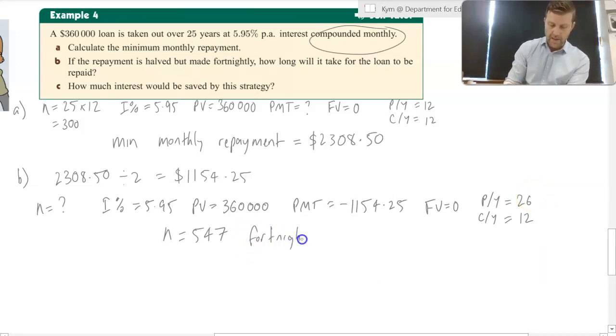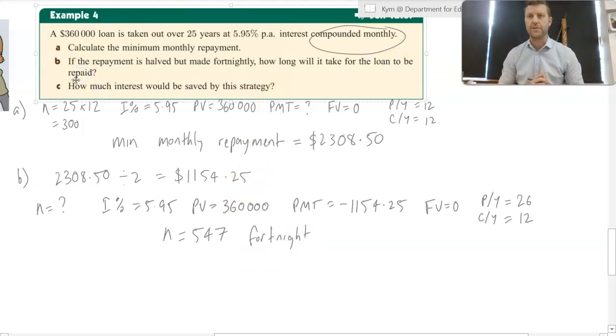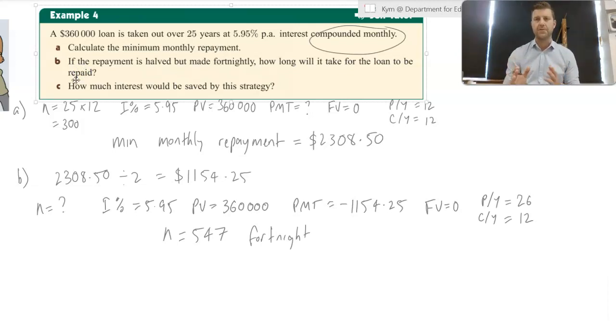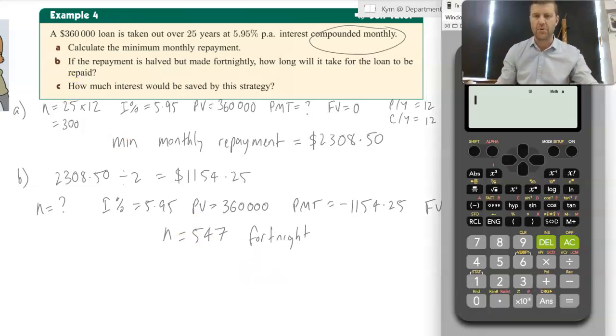So the question, how long will it take for the loan to be repaid? Well, the answer is 547 fortnights, but it's probably not appropriate to leave your answer in fortnights, so we're going to convert that to years. To do that, just on a normal calculator or the run function in the graphics calculator, you take that number, 547, and obviously divide it by 26, because there are 26 fortnights in a year. It gives us 21 and a bit years.